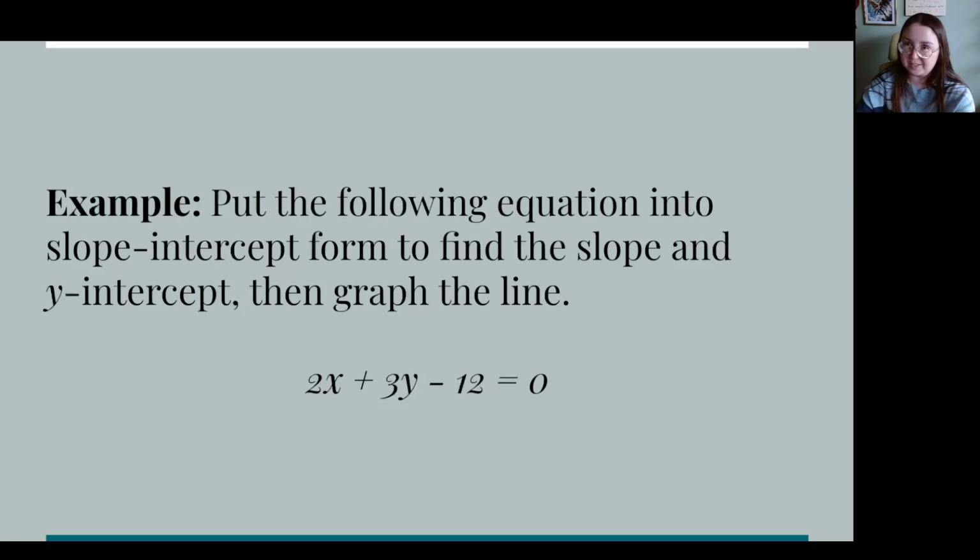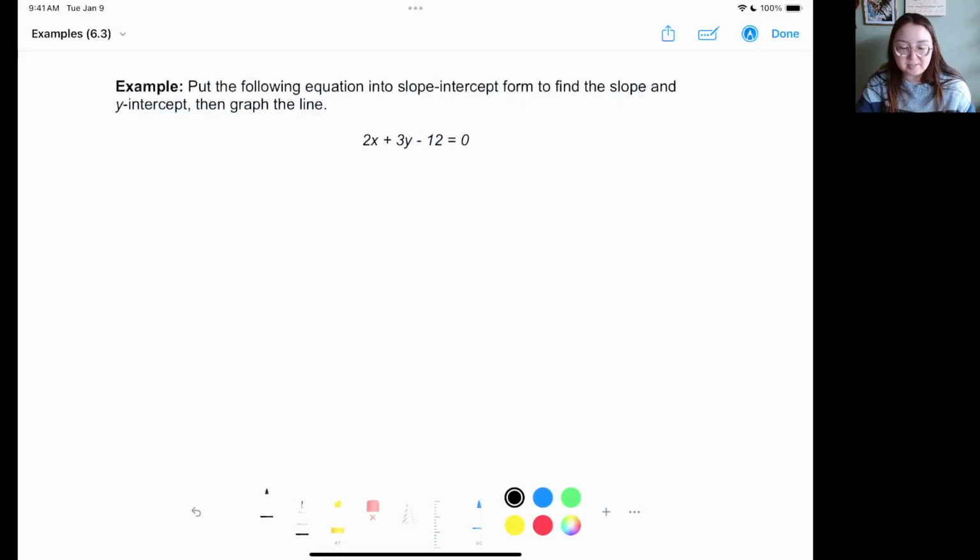So we're going to do it all together. We're going to put the following equation into slope-intercept form, and then we're going to find the slope and the y-intercept from that, and then we're going to graph our line. So let's go ahead and go to our notes. So we have the same question here, and like we said, we're going to start with creating our slope-intercept form. So by doing that, remember we want to solve for y.